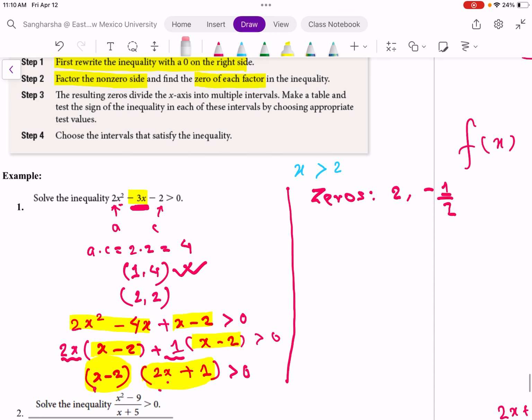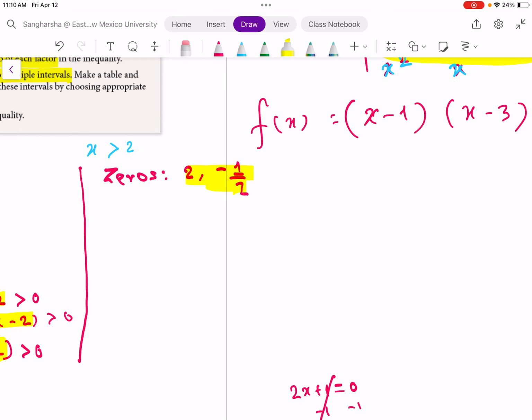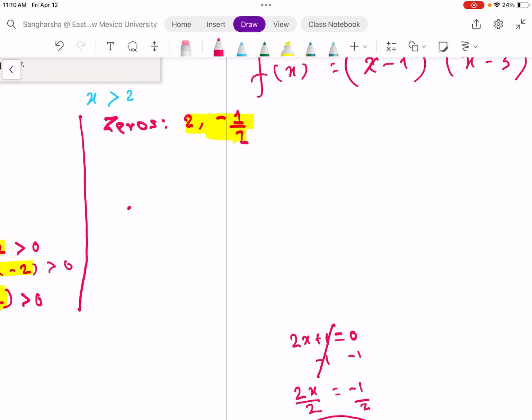Okay, now let's see what we have in step 3. The resulting zeros. Now we have these 2 zeros. These zeros divide the x-axis into multiple intervals. Okay, now let's draw a number line. Okay, so we have a number line, negative infinity to positive infinity. Now we use these zeros to divide our number line. So we have negative 1/2. So let's say this is negative 1/2, and this is positive 2.